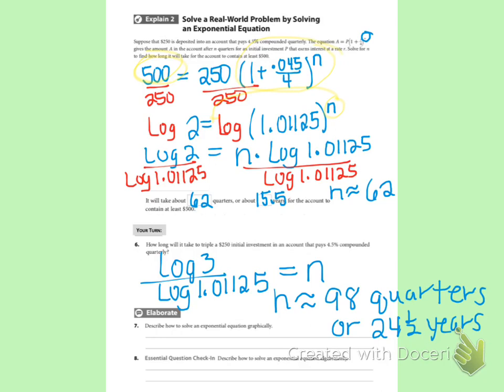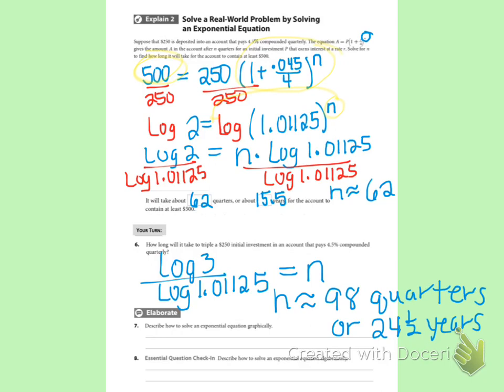So let's go ahead and wrap this up. So it says describe how to solve an exponential equation graphically. Well, we've talked about that a lot now. So we just simply set one side up in y sub 1 and the other side of the equation in y sub 2, and we can do that calculate intersection function in our calculator and see where the two graphs cross, the point they share in common.